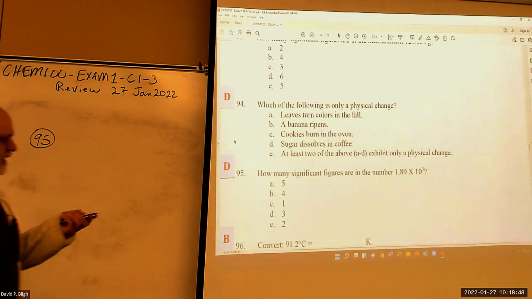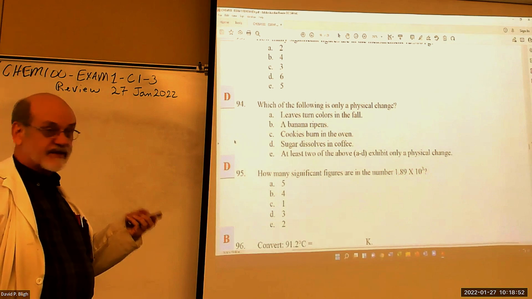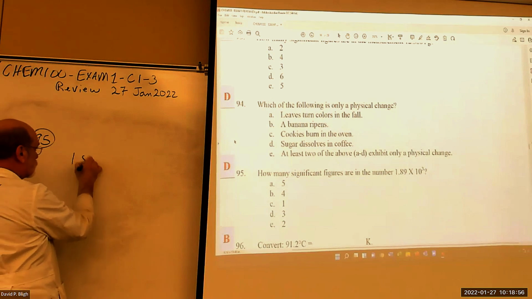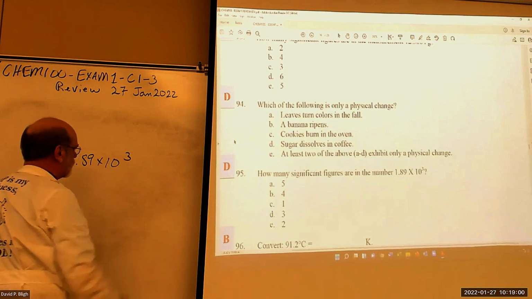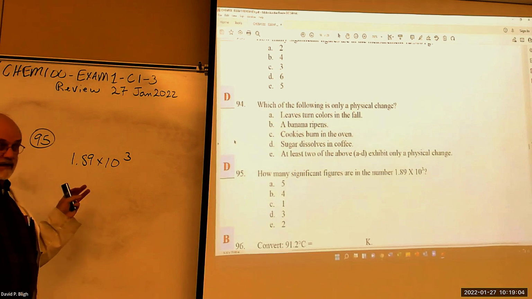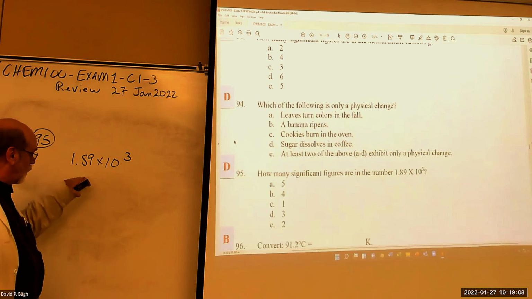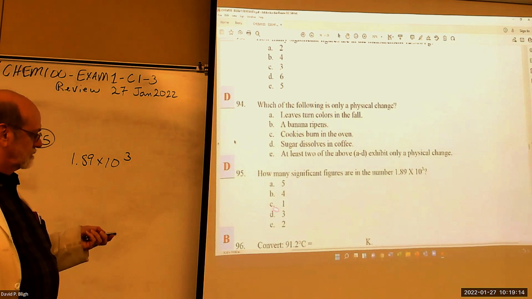How many significant figures are in this number? First of all, recognize that that's scientific notation. And the beauty of scientific notation is if you do it right, no matter how big the number is in standard notation, once you get it in this form, all you have to do is look at the coefficient, 3 significant figures. So there it is.